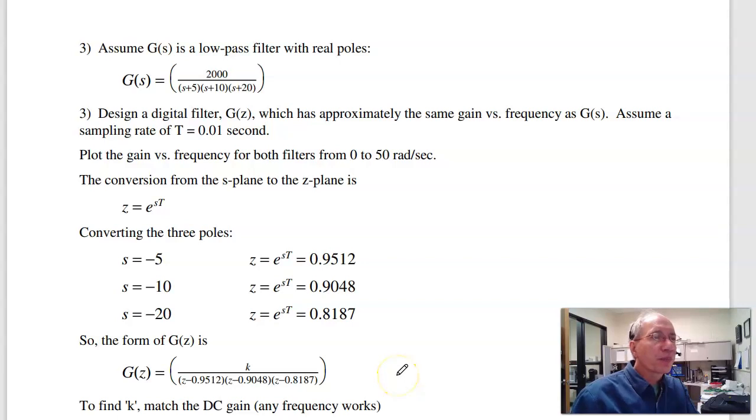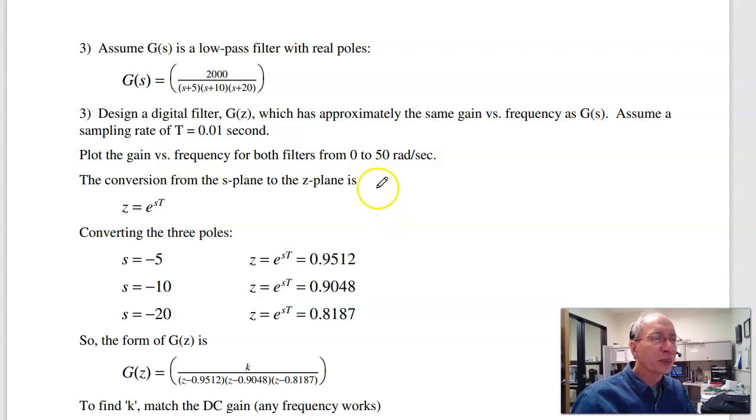Problem 3. Convert from the S-plane to the Z-plane. This is something that I prefer doing. I am semi-comfortable in the S-plane. Z-plane I find kind of weird. So what I like doing is designing filters in the S-plane. Those I kind of understand. To program them, I go to the Z-plane.